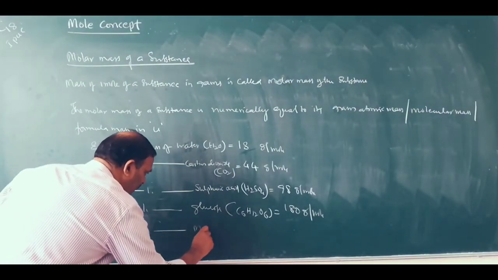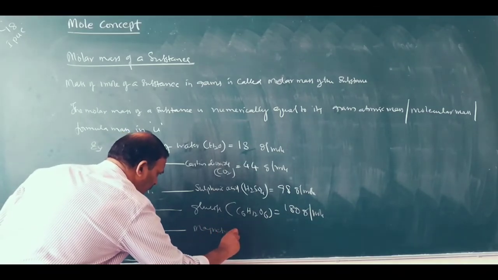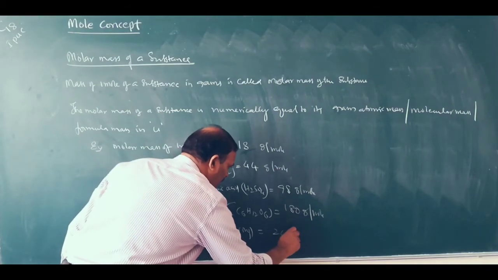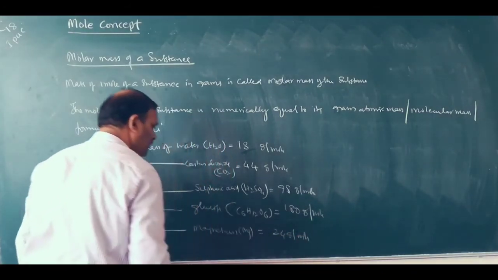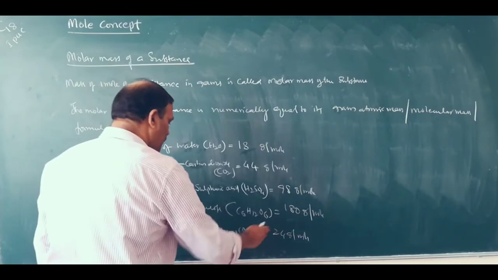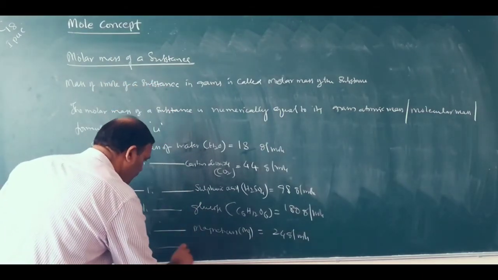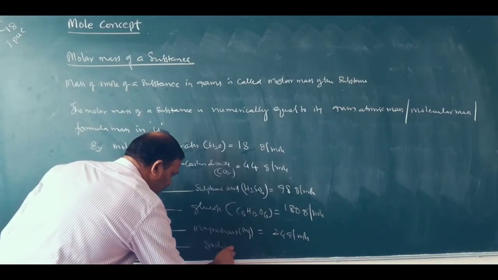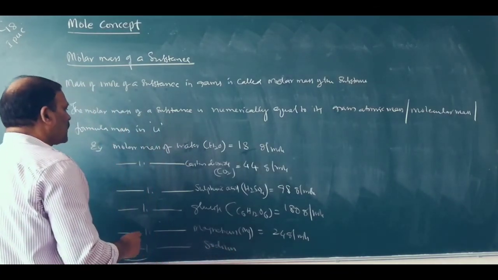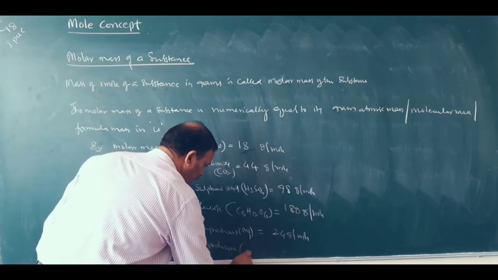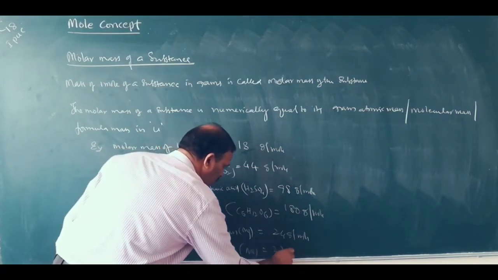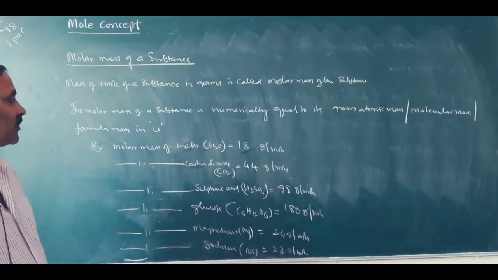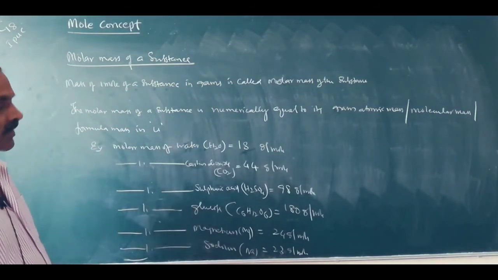Similarly, molar mass of magnesium, Mg, is equal to 24 grams per mole. So it is the atomic mass. Similarly, gram atomic mass of sodium, molar mass of sodium, Na, is equal to 23 grams per mole. So this is molar mass.